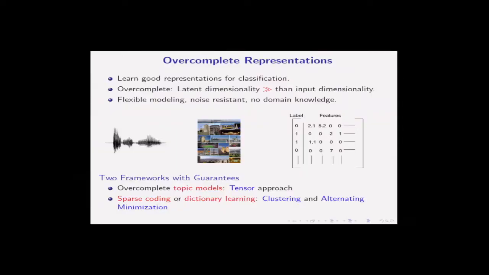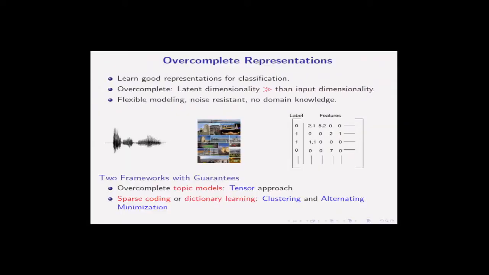So I'll be looking at it under two frameworks. One is the popular topic modeling framework that I'm sure many of you are aware of. But here we'll assume overcomplete models. So here the number of topics can be even larger than the word vocabulary, which is possible for image or speech signals which are complex.